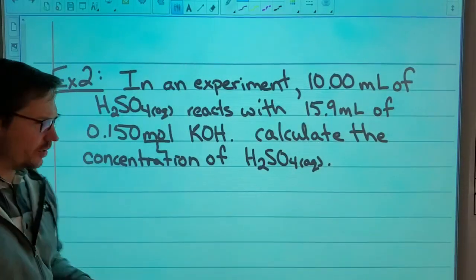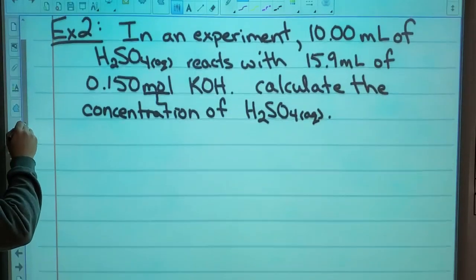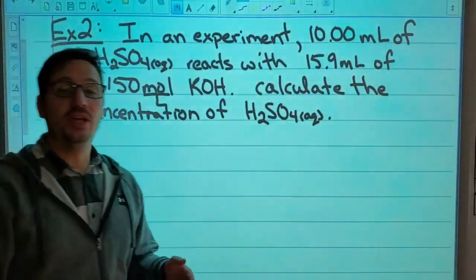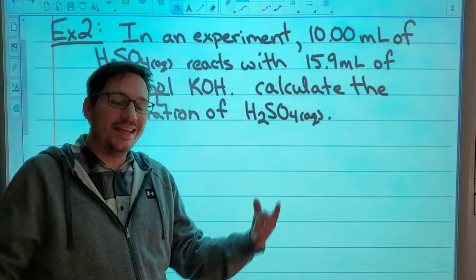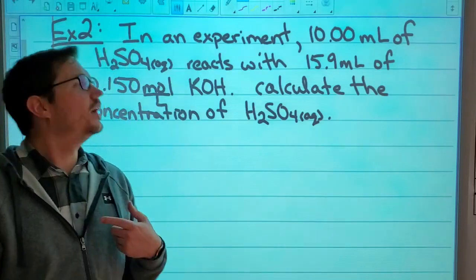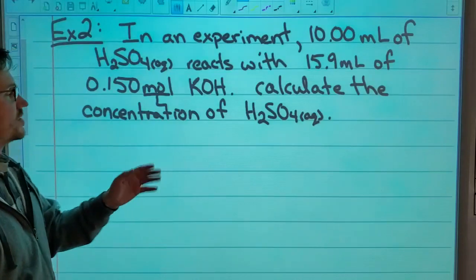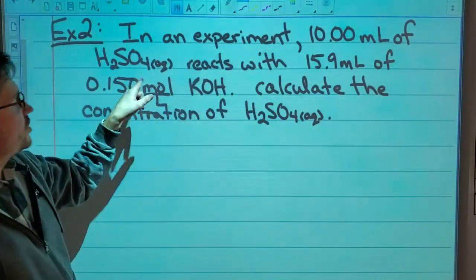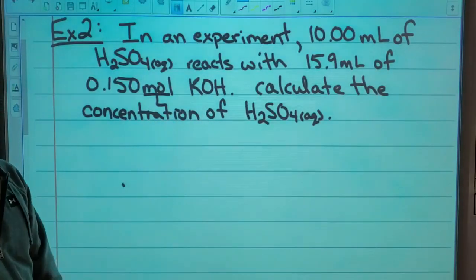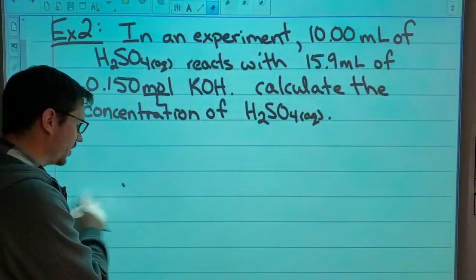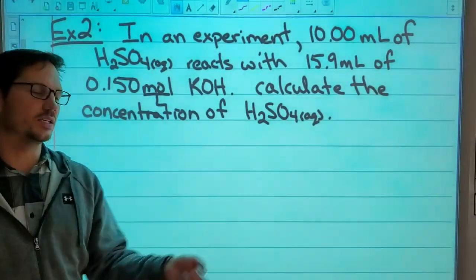Again, pause the video if you need a little bit more time, but I'm going to dive right in here. So is this a stoichiometry problem? Is it giving me 2 different substances, and are they reacting with each other? So in an experiment, this much of something reacts with this much of something else. Calculate the original concentration of the sulfuric acid. Yep, this is a stoichiometry problem. 2 different substances reacting together, giving me information about one, asking about the other.